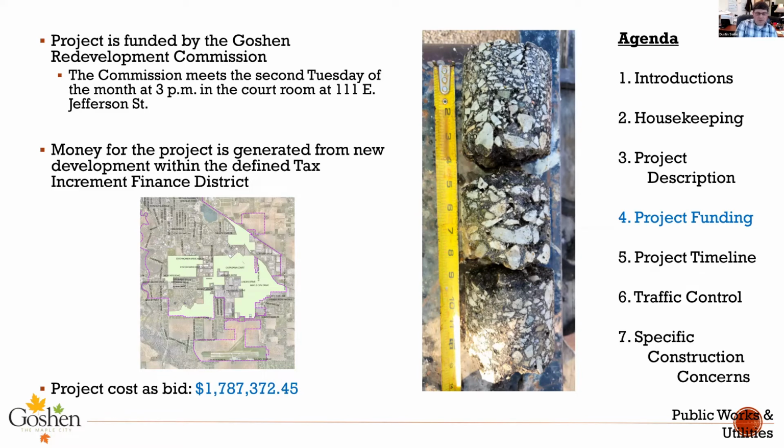The map below here on the left-hand side shows the area. So any new industrial commercial development within those boundaries helps generate new Tax Increment Finance District funds. And through the accumulation of those, we're able to fund this project. This project came in at a bid number of $1,787,000.